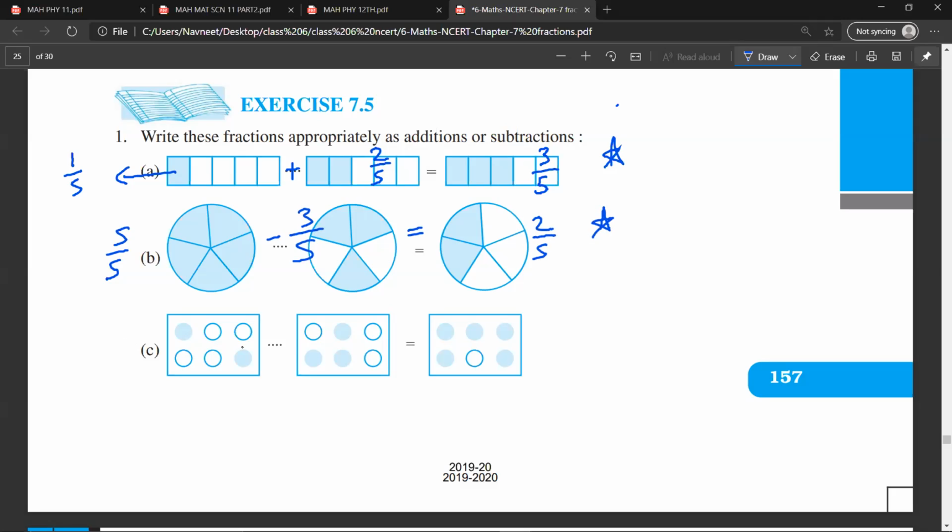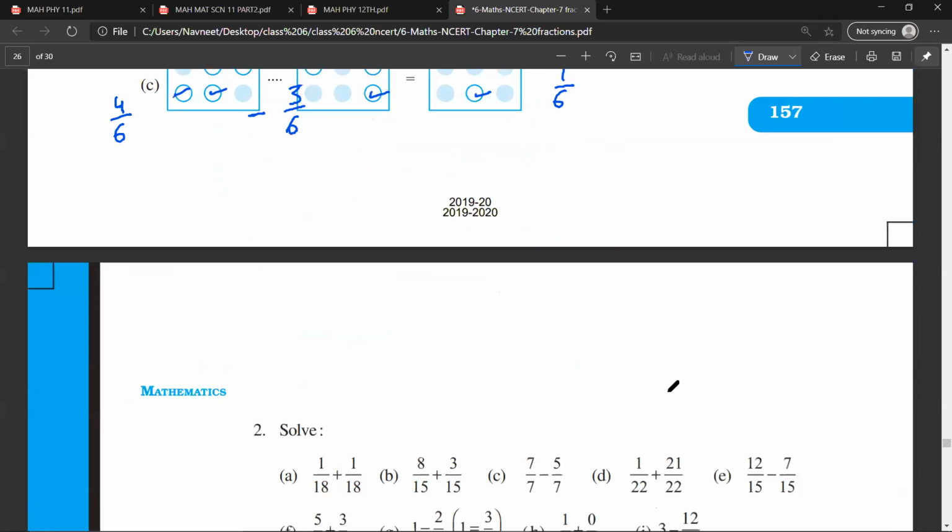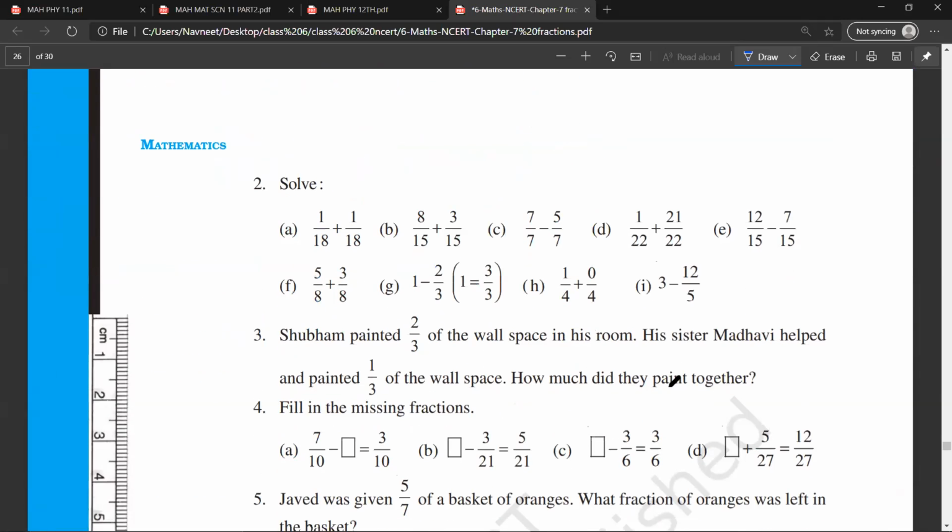You have taken these non-shaded. So you have written this as 4 by 6 and you have written this as 3 by 6. Am I correct? Yes, sir. So 4 by 6 minus 3 by 6 is equal to 1 by 6. So in this case, you have taken the unshaded circles. Okay, perfect. Very nice.